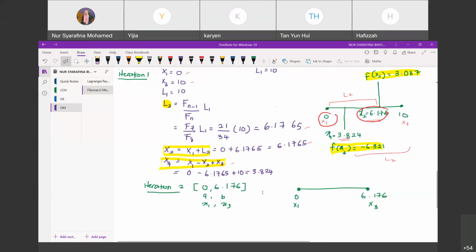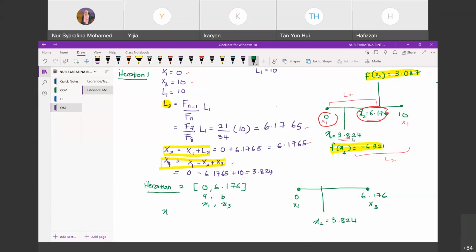Now, your new interval is from 0 to 6.176, this is your x1, this is your x3. Let's take a look at the previous interval from 0 to 6.176. Is there any other point between them? That is x4. The previous x4 equals 3.824, right? So that is your new x2.